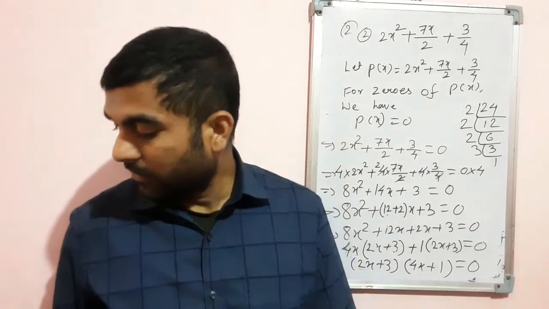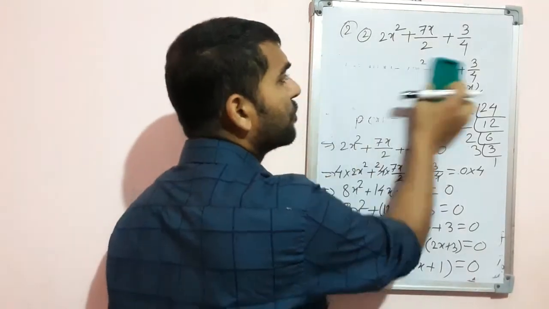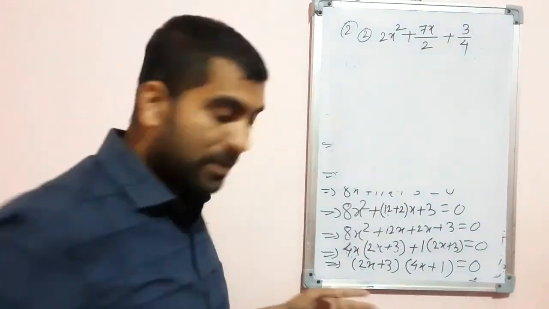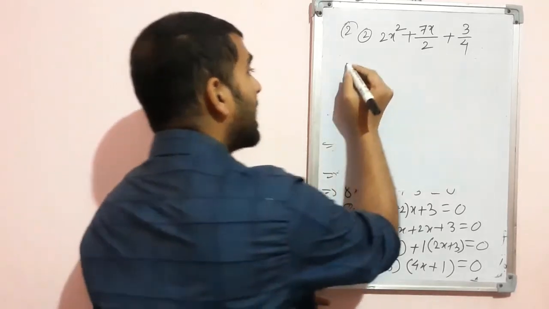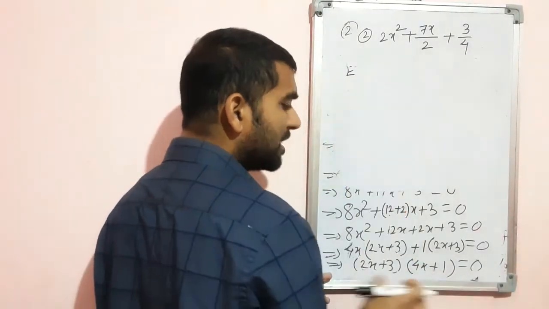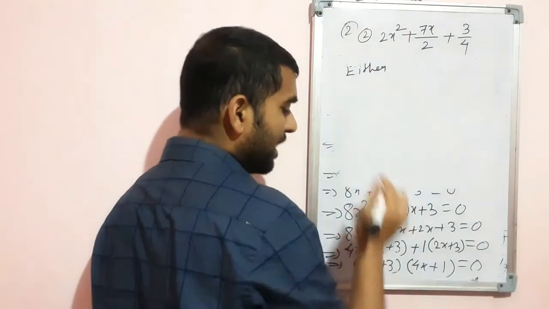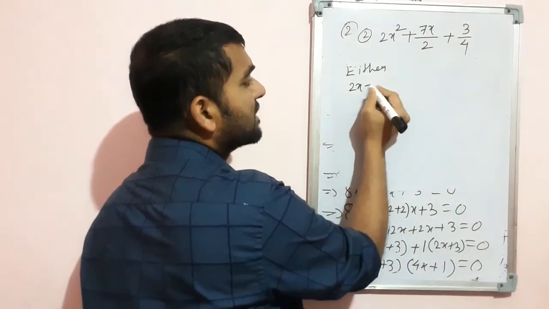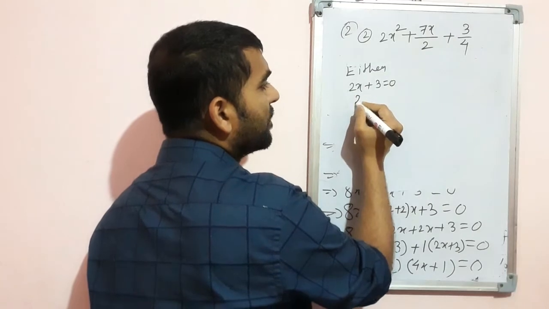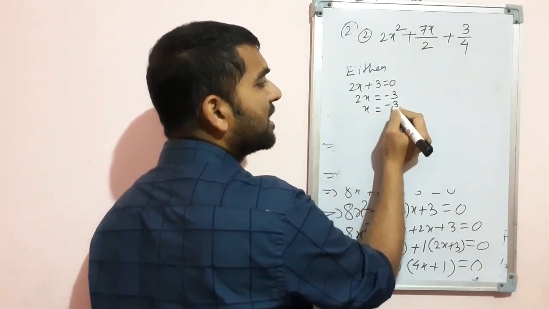Next step, we will get the 0. Yes or no? We are almost close to our answer. So what will we write here? Either this is 0 or this one will be 0. We will write either 2x plus 3 equal to 0, so 2x equal to minus 3, or x equal to minus 3 by 2.